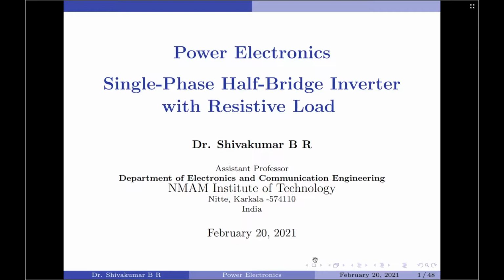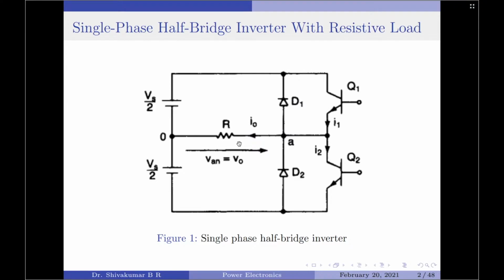In this video, I am going to discuss the principle of operation of a single phase half bridge inverter with resistive load. Let us start with it. Here you are looking at the circuit diagram for a single phase half bridge inverter with a resistive load.